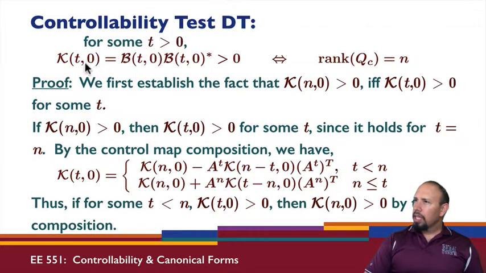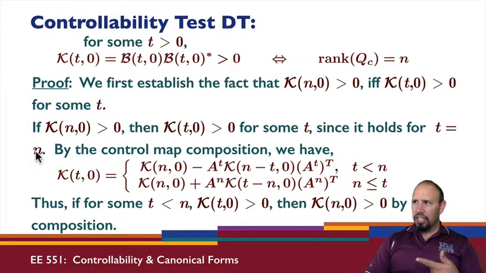All right, the next test. For some t, the controllability Gramian is positive definite if and only if the rank of the controllability matrix is equal to n. Okay, so we first established the fact that the controllability Gramian up to time n is positive definite if and only if the controllability Gramian up to time t is positive definite for some t. Now clearly, if the controllability Gramian up to time n is positive definite, then the controllability Gramian up to time t is positive definite for some t, because this obviously holds when t is equal to n.